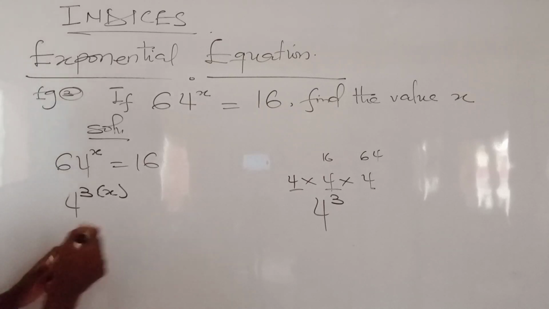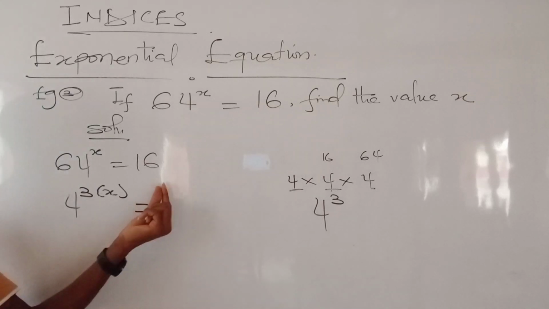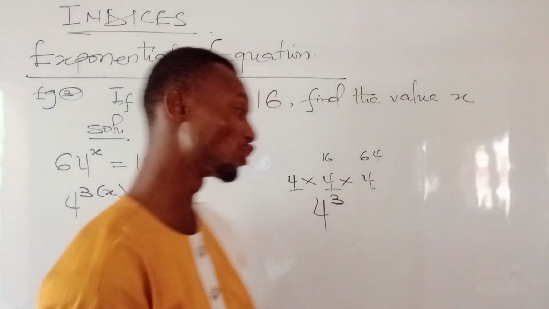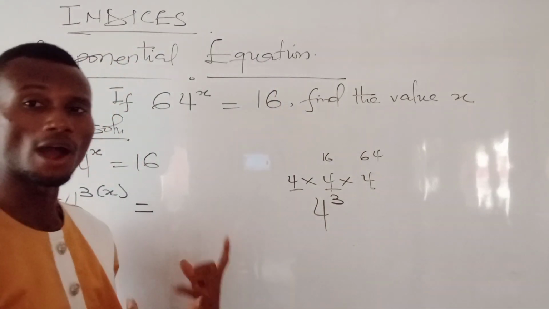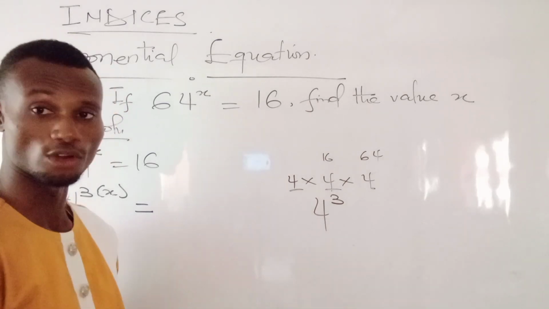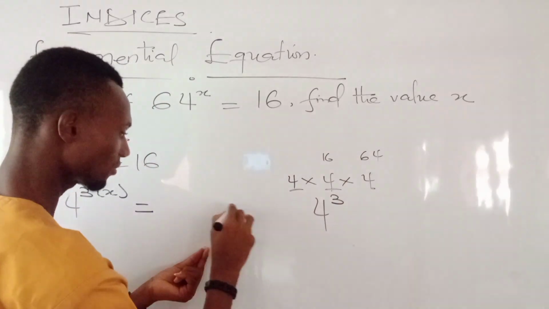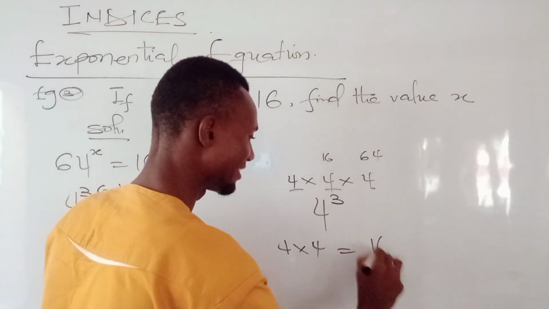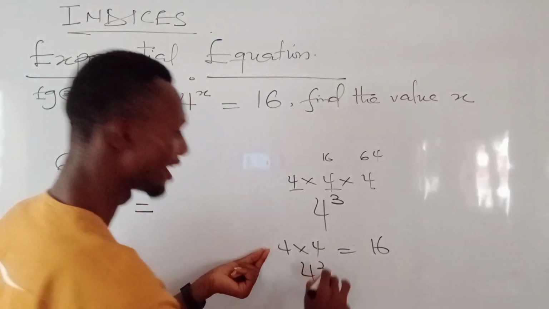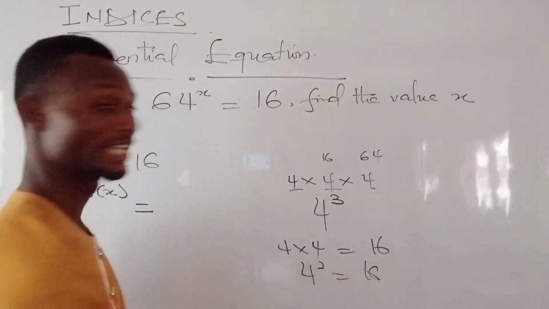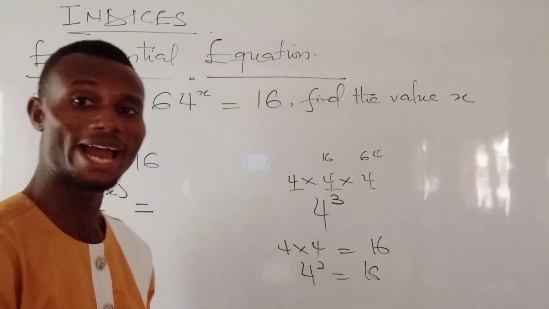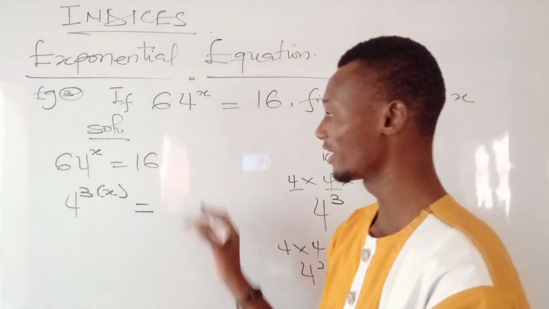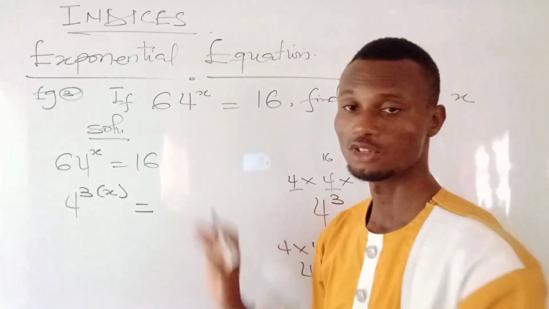Then I'll bring my equal to, then this 16 also, I'll write as 4 to the power something. So let's think about it. 4 to the power what gives 16? And that is 4 to the power 2, because 4 times 4 gives 16. So 4 to the power 2 gives 16, meaning 4 multiplies itself 2 times to give 16. So in place of the 16, I'll write 4 to the power 2 there.